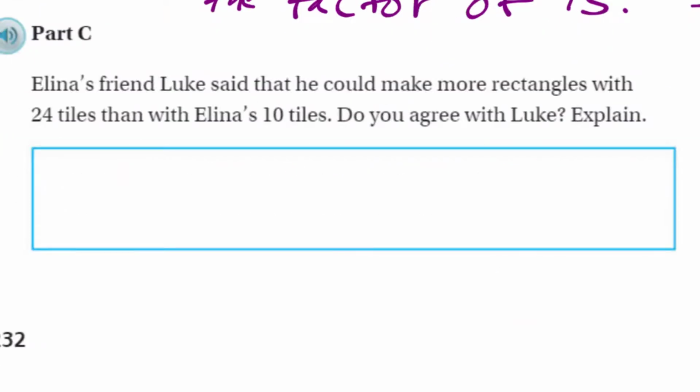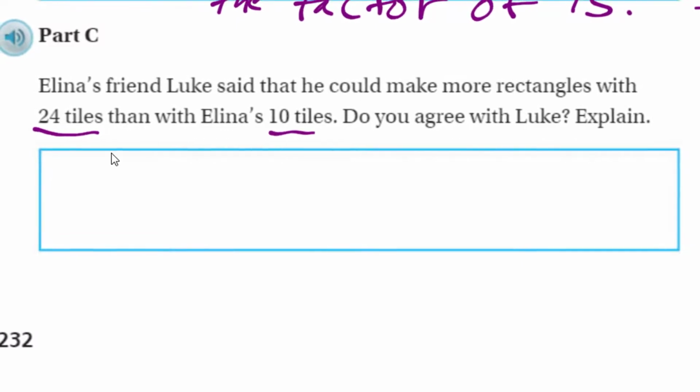Alina's friend Luke said that he could make more rectangles with 24 tiles than with Alina's 10 tiles. Do you agree with Luke? Explain. Okay, a little bit more challenging, but not much. The challenge here is basically the 24 tiles, and Alina has 10. So obviously, Luke has more.